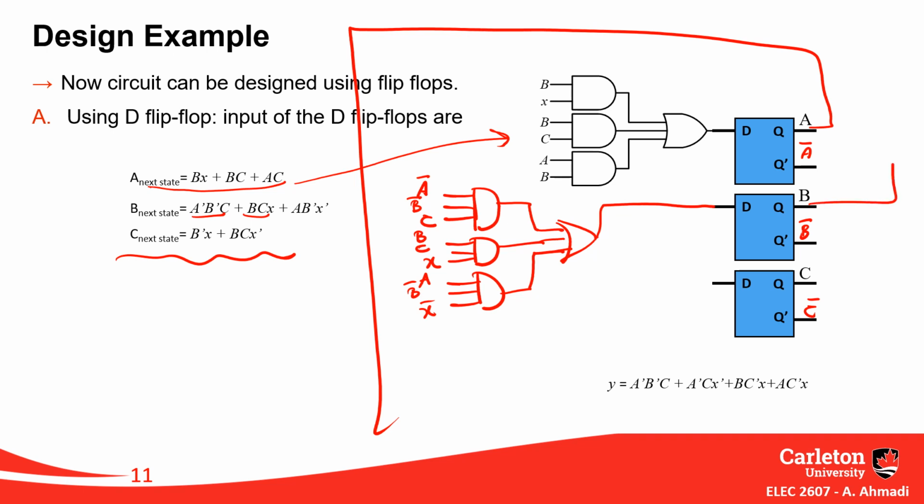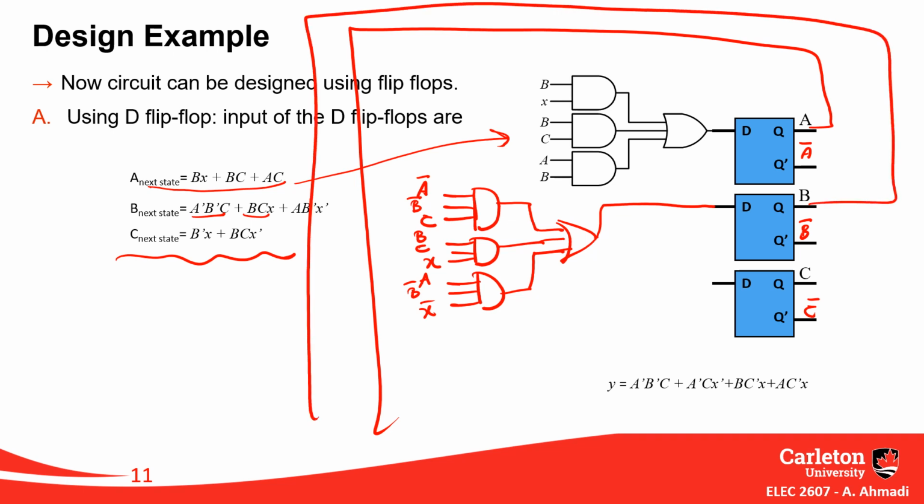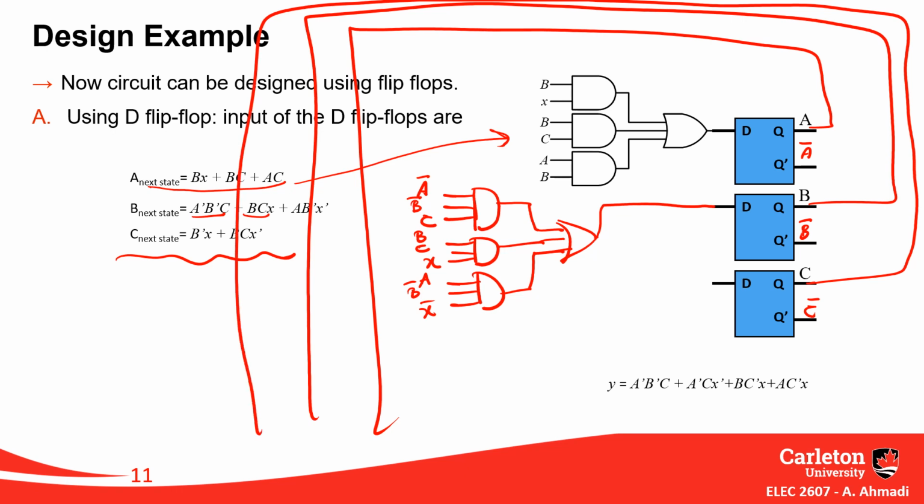A, B, and C. Well, I didn't want to make it too busy, but if you have B connected here, you have same B connected to this, you have B connected to this one, and you have A connected to this. Same thing goes here. A connected to this, B bar connected, C is connected here. B bar also needs to be fed back to the circuit, and so on.